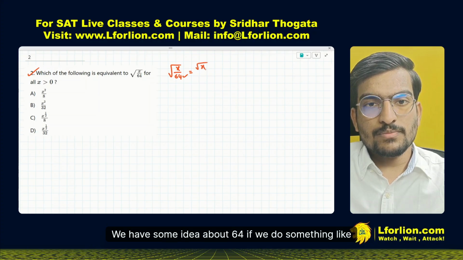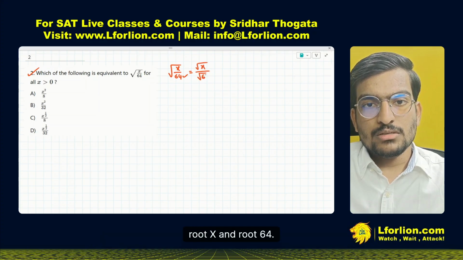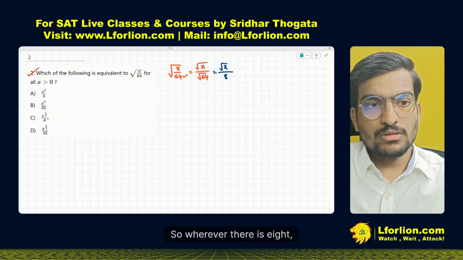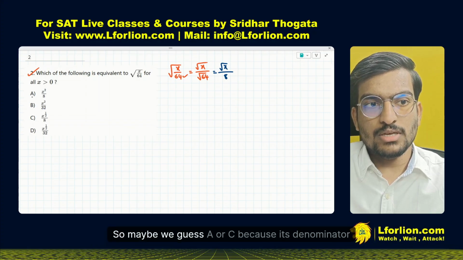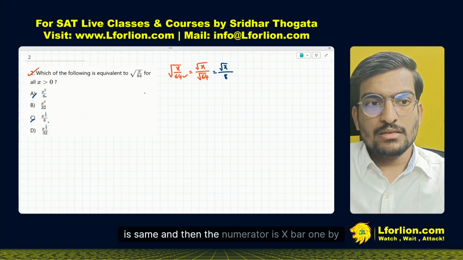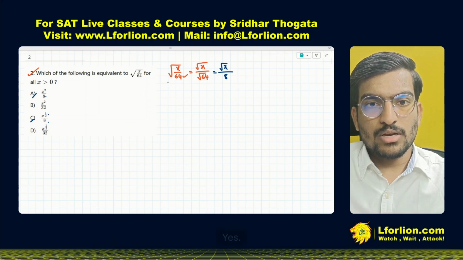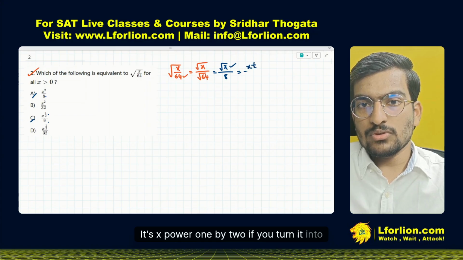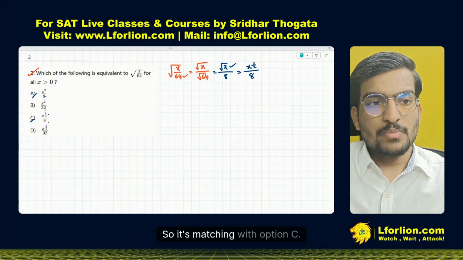If we split the root into root x and root 64, on the top it's root x only, and the bottom is going to be 8. So wherever there is 8, we have a chance. So maybe we guess A or C, because its denominator is the same. And then the numerator is x power 1 by 2. Yes, what is the meaning of root x? It's x power 1 by 2 if you turn it into exponent. So it's matching with option C.